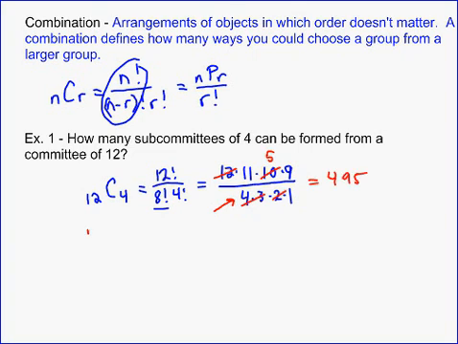Now, there's another thing to notice about this. If I would have said how many subcommittees of 8, well, if you write this formula, do it this way, that 12 choose 8 would be 12 factorial.